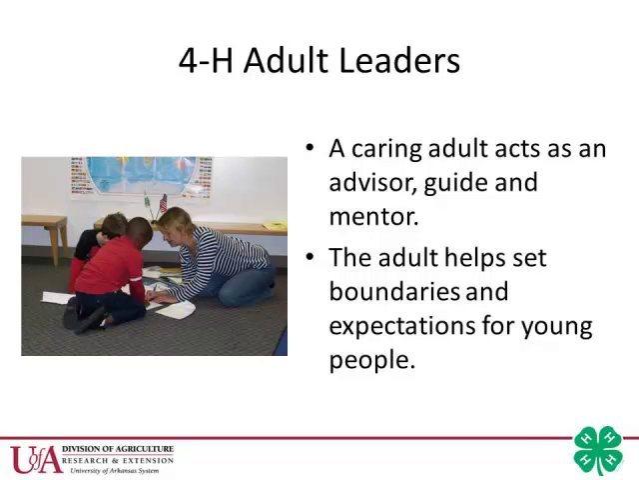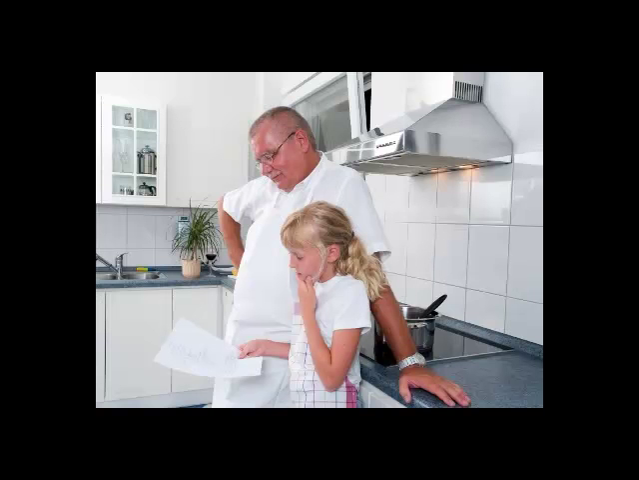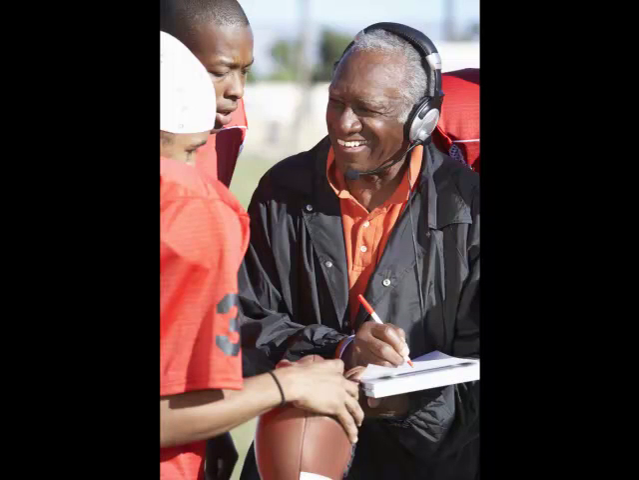The adult helps set boundaries and expectations for young people. The adult could be called supporter, friend, or advocate. Many of us can probably recall an adult outside of our home who had a significant influence on our life. Their selfless and generous acts may have even influenced you to volunteer with young people today.